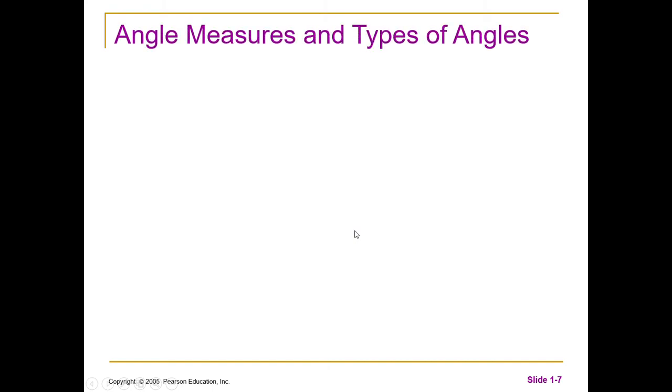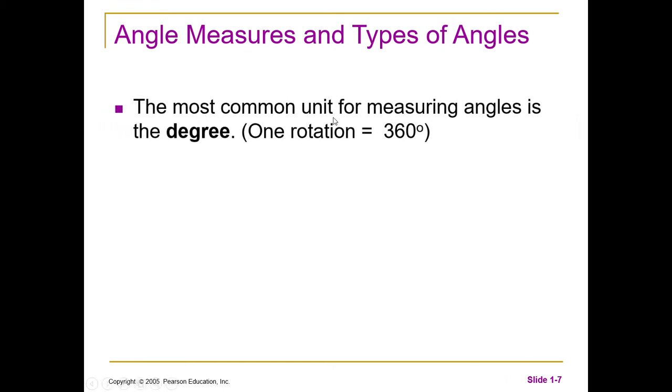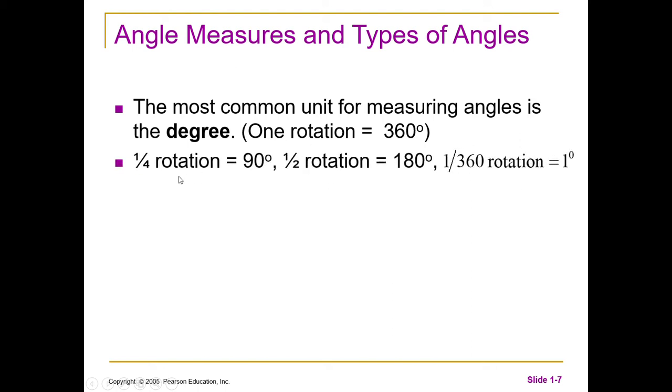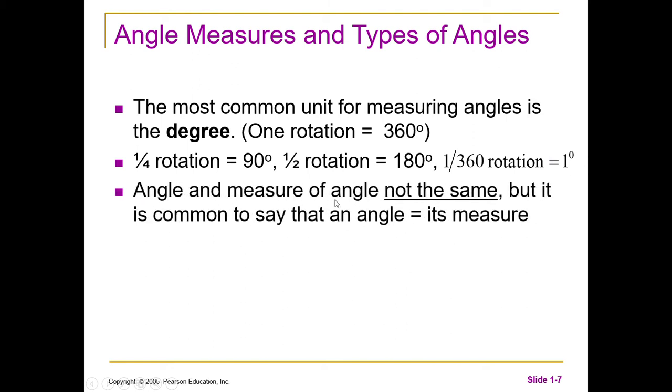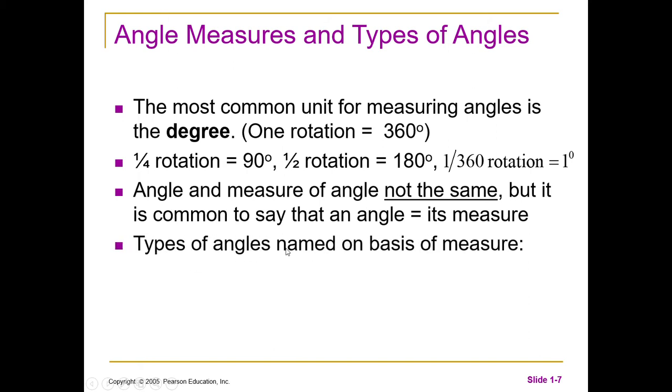Okay, next. We have angle measures and types of angles. The most common unit for measuring angles is the degree. One rotation is 360 degrees. One-fourth rotation is 90 degrees. One half is 180. And 1 over 360 of a rotation is 1 degree. An angle and the measure of an angle are not the same, but it is common to say that an angle is a measure. Types of angles are named on the basis of measure.